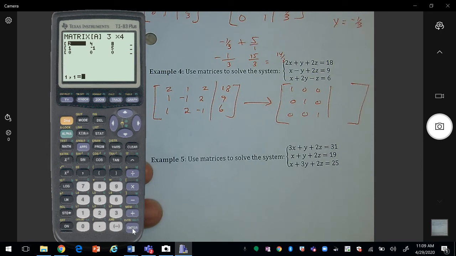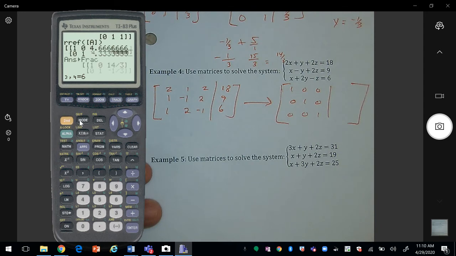And I'm going to enter the numbers. So 2, 1, 2, and 18. Then we have 1, -1, 2, and 9. And 1, 2, and -1, and 6.